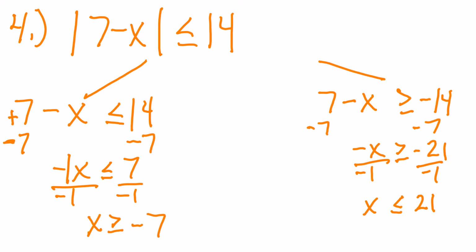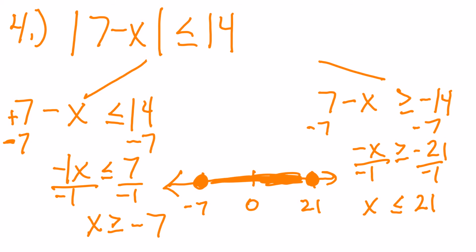Right? And now when I make my line, it's one line. I have negative 7. I'll put 0 on there too, just because I like having 0 on my line. 21. Now they're closed dots because those bars underneath the inequality mean equal to, so they include the point as well. It's bigger than negative 7, it's less than or equal to 21, so I shade in the middle. Because 0 is a good test point for both of them. Is 0 bigger than negative 7? Yep. Is 0 less than or equal to 21? Yep. So it works out really well.